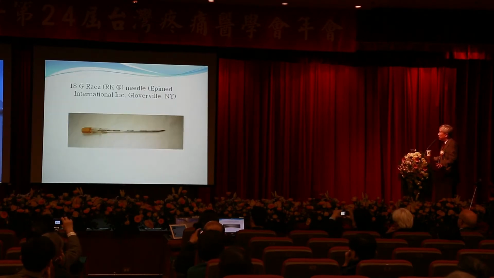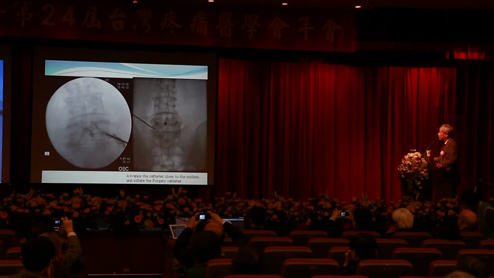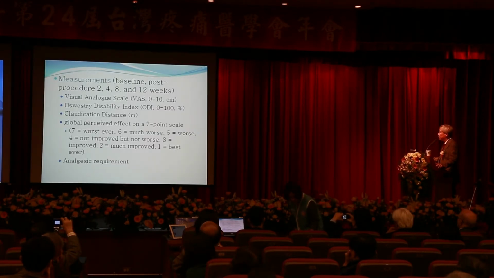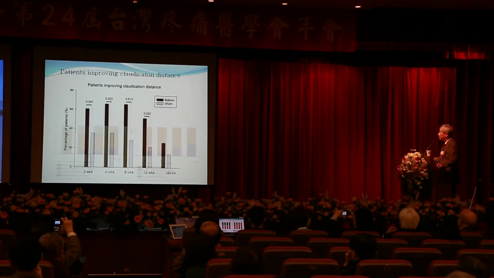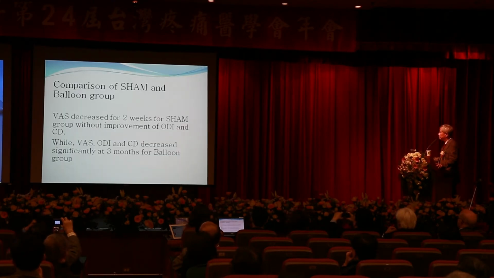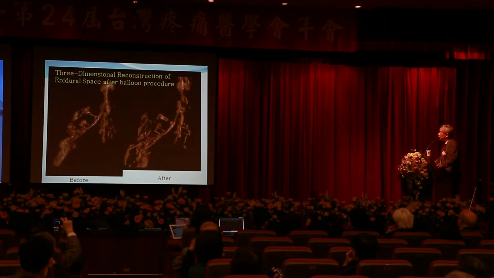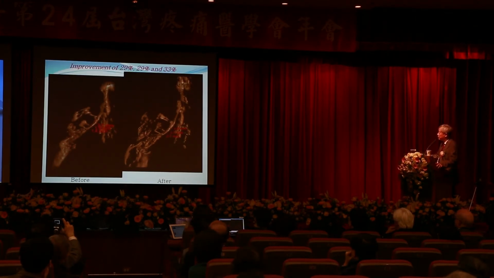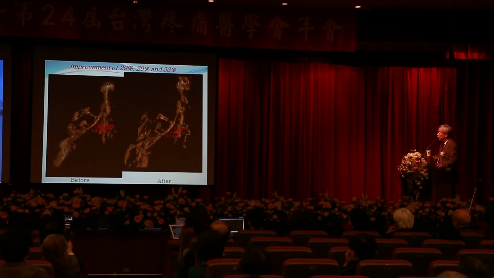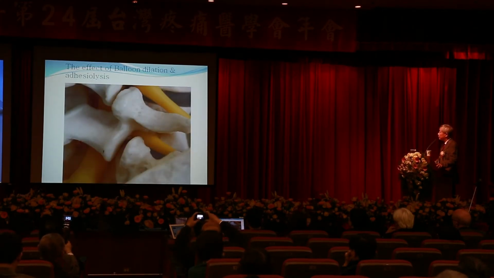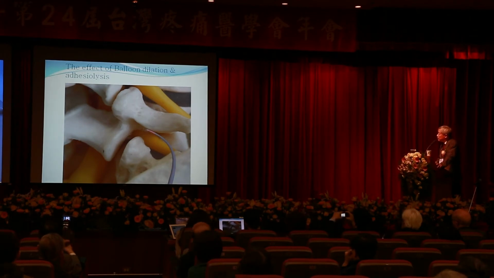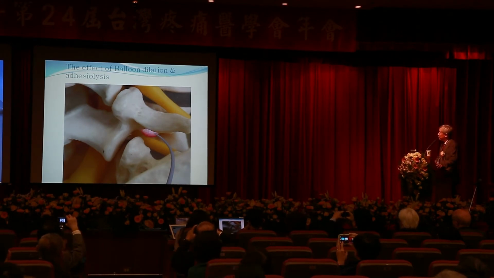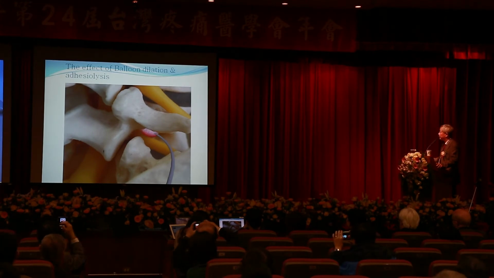Okay, I will show this. So this is a three-dimensional reconstruction of the dural space after balloon procedures. As you can see, there is a significant widening of the anterior space after this procedure. So here you see the advanced catheter and balloon dilation inflation in the target area.